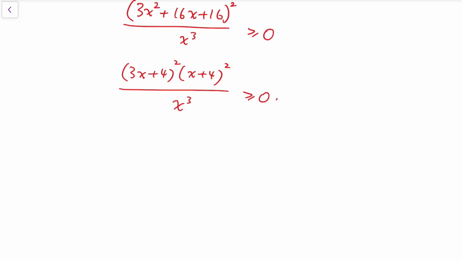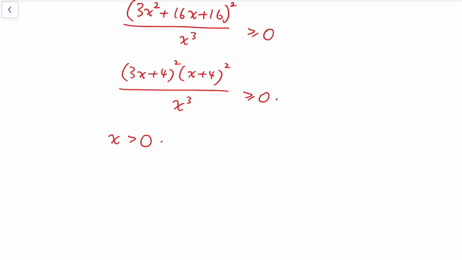Finally, we know that the numerator is always non-negative, so as long as x cubed is positive, then we are good. So whenever x is positive, the inequality must hold. Now what about if x is 0 or when x is negative?